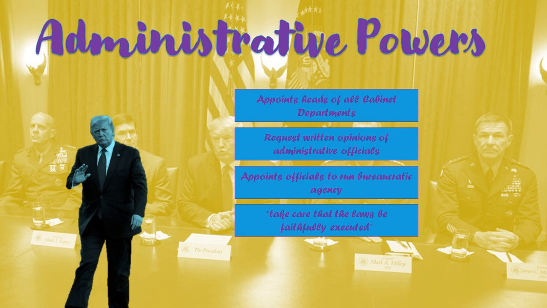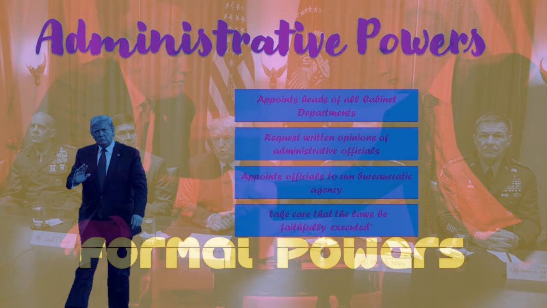And finally, we have our take care clause. Remember, it's up to the president to take care that the laws be faithfully executed. So this goes along with executive power just a little bit, but it's up to the president to make sure that these laws are put into action. And so it's up to the president to oversee the administration of the whole United States government to make sure that laws are put into action and that policies are carried out.